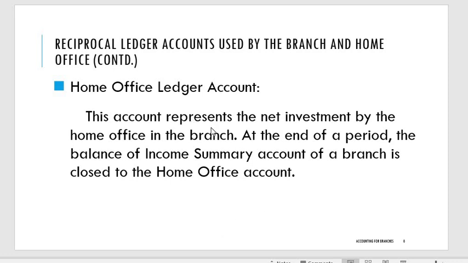And since in a branch, its capital account is the home office, the income summary account is closed to the home office account, being its capital or equity account.